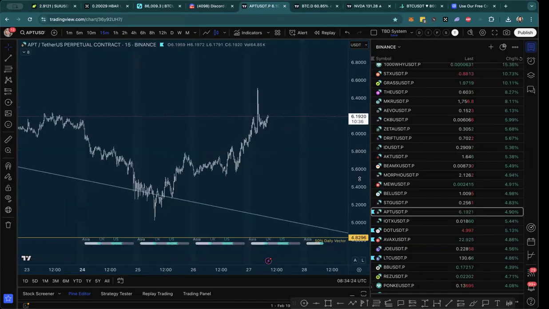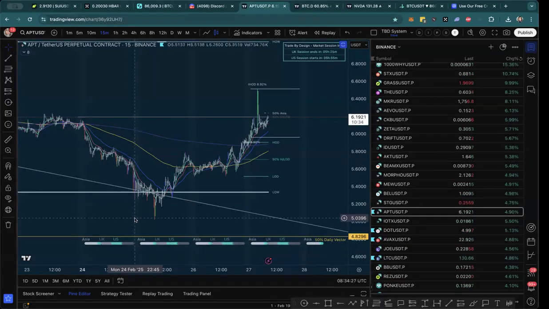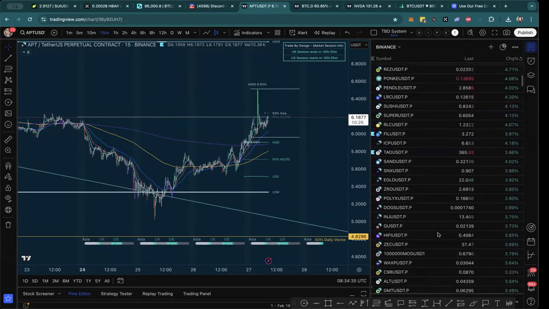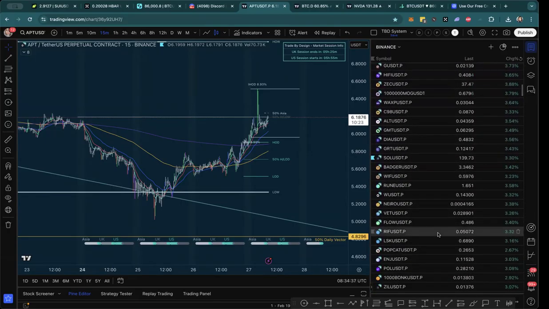So Aptos, what am I seeing here? I can see one move to the upside, another one to the upside. Again, I don't trade level 3. So I'm moving on. And then I'm just making my way down the list because the more I go down the list, the more the opportunity is going to be because they haven't started to move yet.